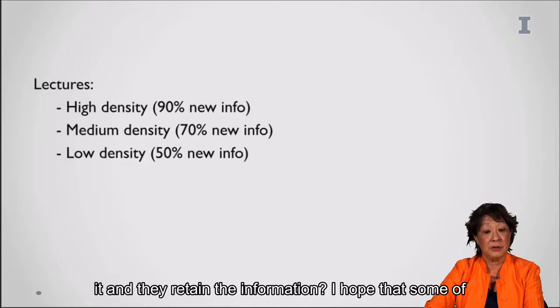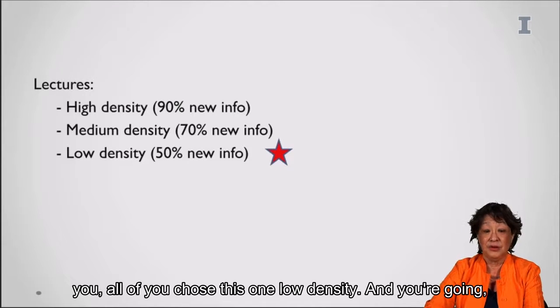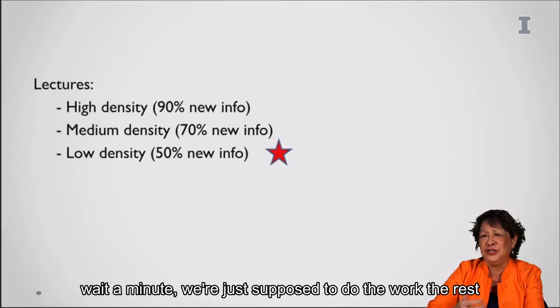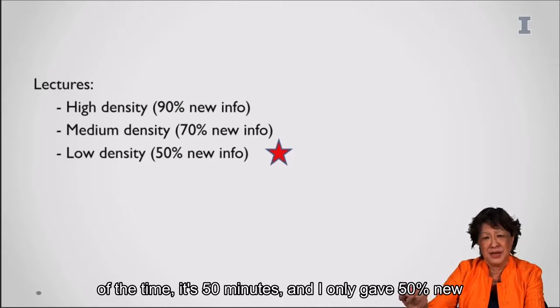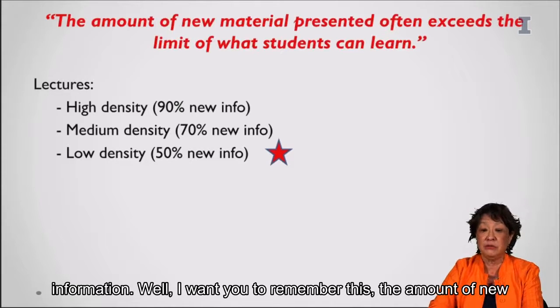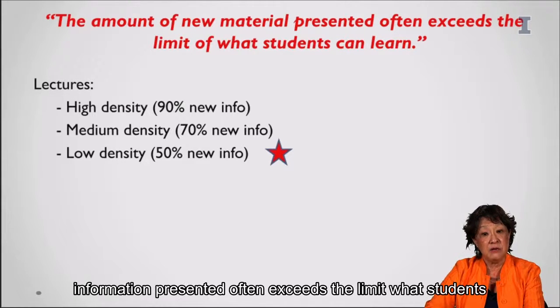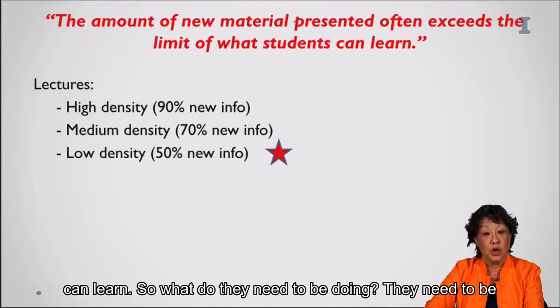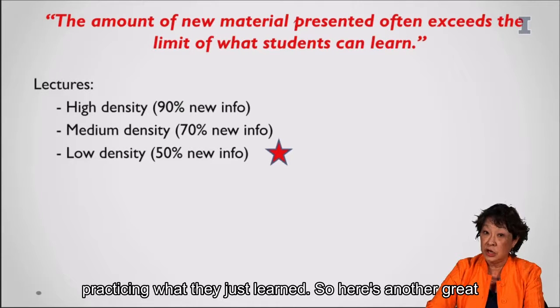I hope that some of you, all of you, chose this one, low density. And you're going, well, wait a minute, what are you supposed to do the rest of the time? It's 50 minutes, and I only gave 50% new information. Well, I want you to remember this. The amount of new information presented often exceeds the limit of what students can learn. So what do they need to be doing? They need to be practicing what they just learned.